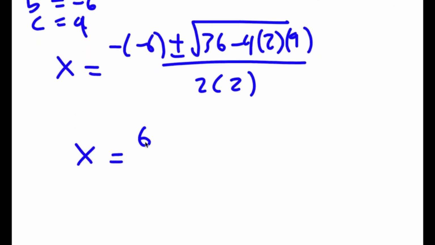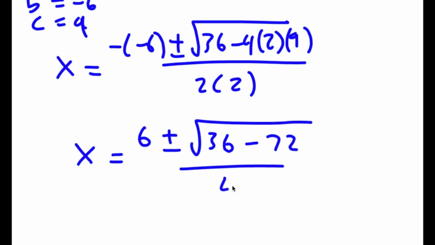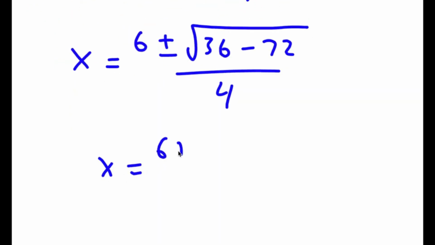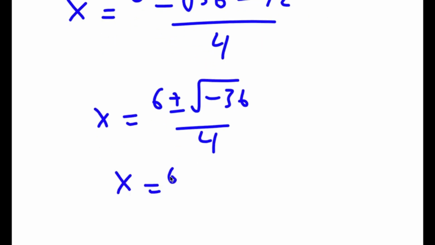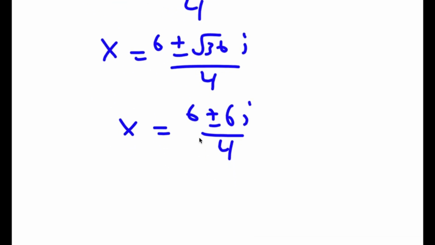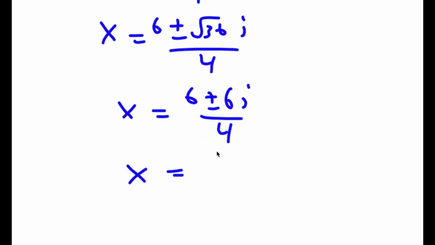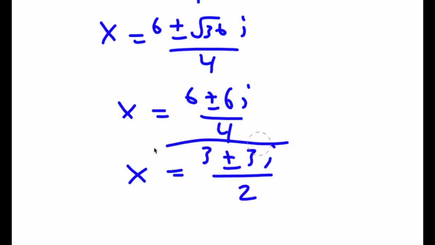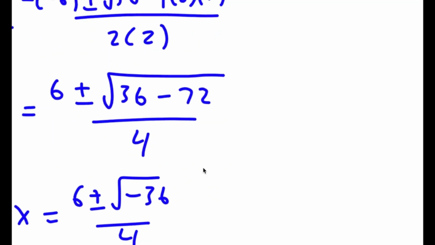And now this is equal to (6 ± √(36 − 72)) / 4, since 8 times 9 is 72, which is equal to (6 ± √(−36)) / 4, which is equal to (6 ± √36 i) / 4, which is equal to (6 ± 6i) / 4. And if I divide everything by 2, I get (3 ± 3i) / 2. So these are two more solutions.